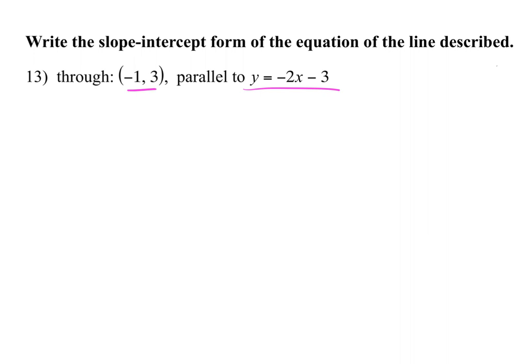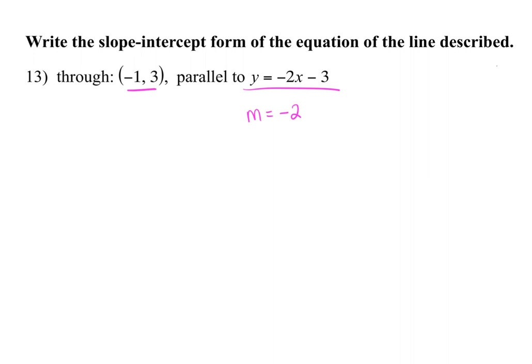So really, I just need to figure out what my slope is going to be. It's going to be the same as this line. What is the slope of this line? Negative 2. So my slope is negative 2 for the line that I'm talking about. And so I have the point and my slope.